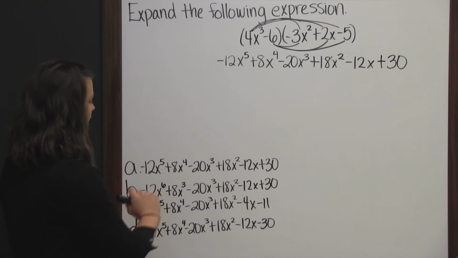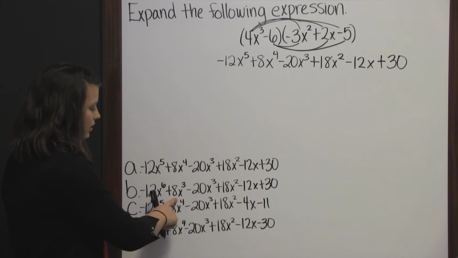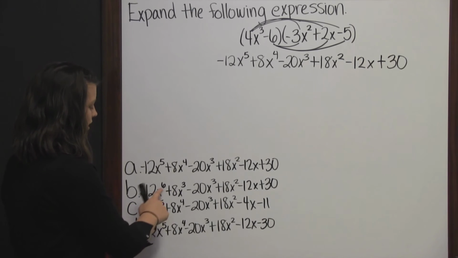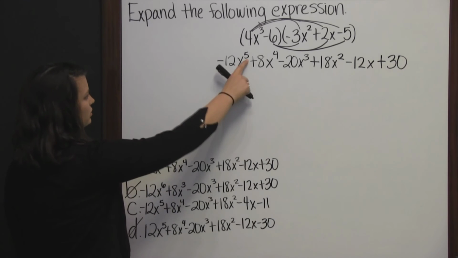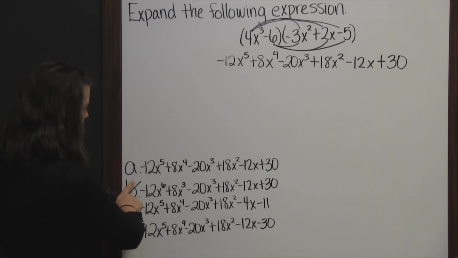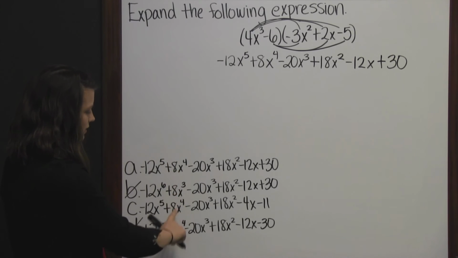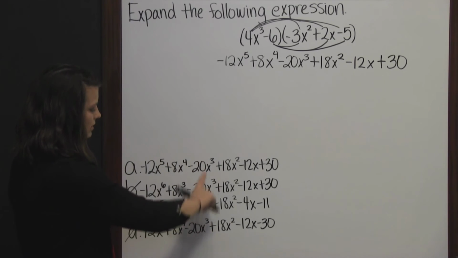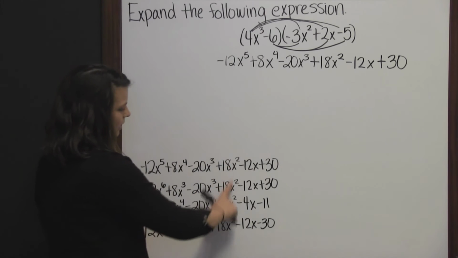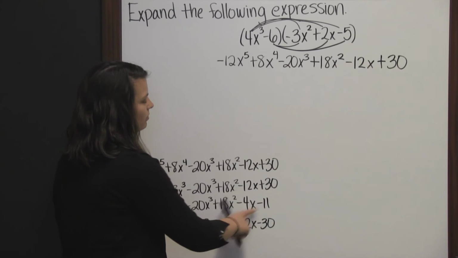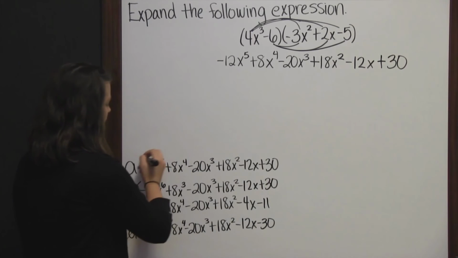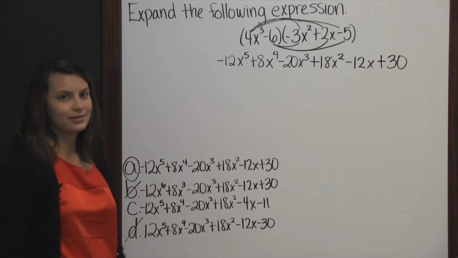Then we have plus 8x to the 4th. B has plus 8x cubed. Also, this first term was a negative 12x to the 6th, so we should have eliminated it right there because it should have been to the 5th. So we've now narrowed it down to either A or C. Both of these have the same x to the 4th term, the same x cubed term, the same x squared term. And where they differ right here is the x term. It should be negative 12x. So that's answer A.